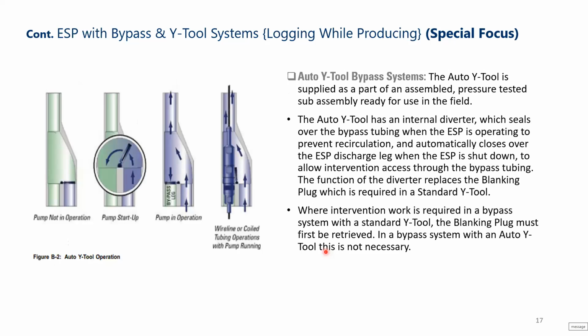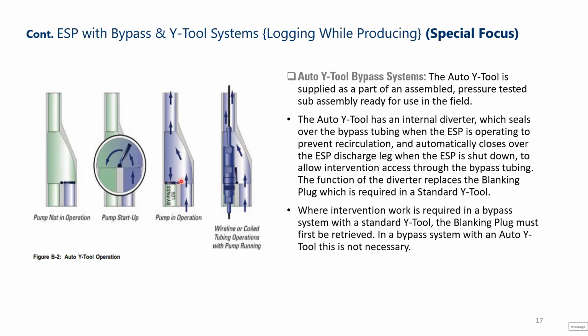The second type of Y tool or bypass system, as I explained, is called the auto Y tool. So auto Y tool is supplied as part of an assembled pressure tested subassembly ready to use in the field as well. The auto Y tool has an internal diverter. So this is how the auto works. Remember, in the previous one, we don't have, this place is hollow. But for the auto Y tool, we have a flapper. So this is the flapper now, it's right vertical. That's why it's very difficult to see it.